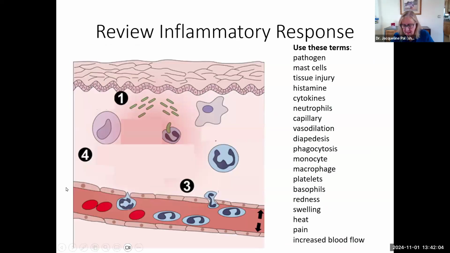So before I sign off, I would like you to take this picture where I have blocked out all of the words and I put a whole bunch of terms that you should know and be able to use. Talk yourself through the inflammatory response and make sure you can use all of these terms when you're talking yourself through this.